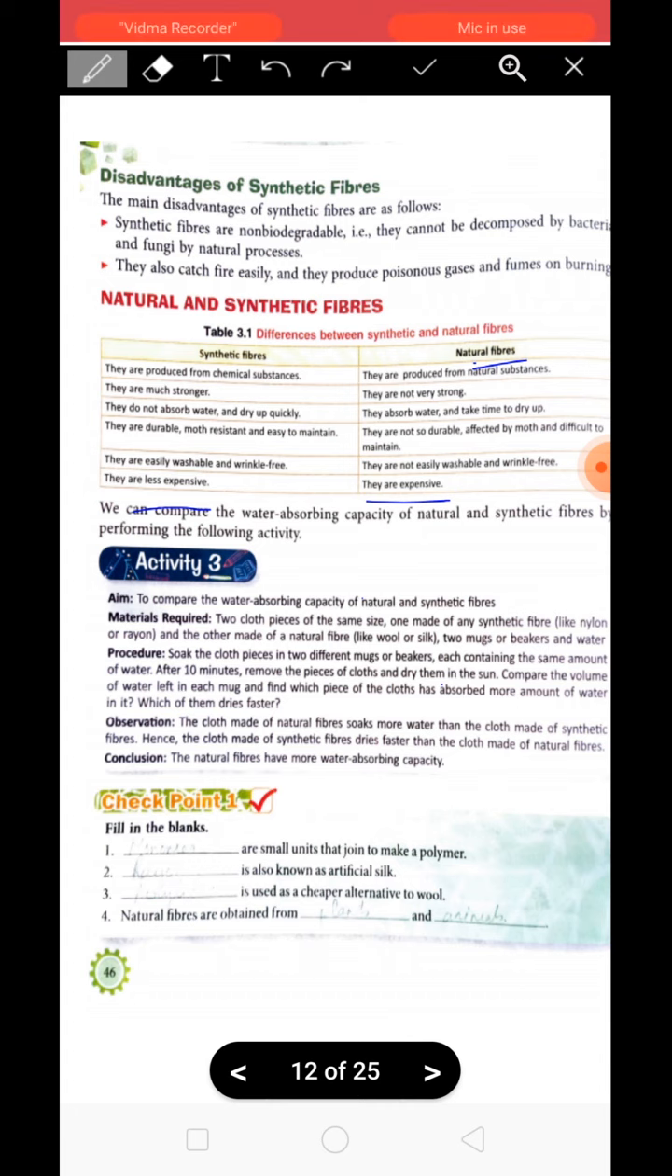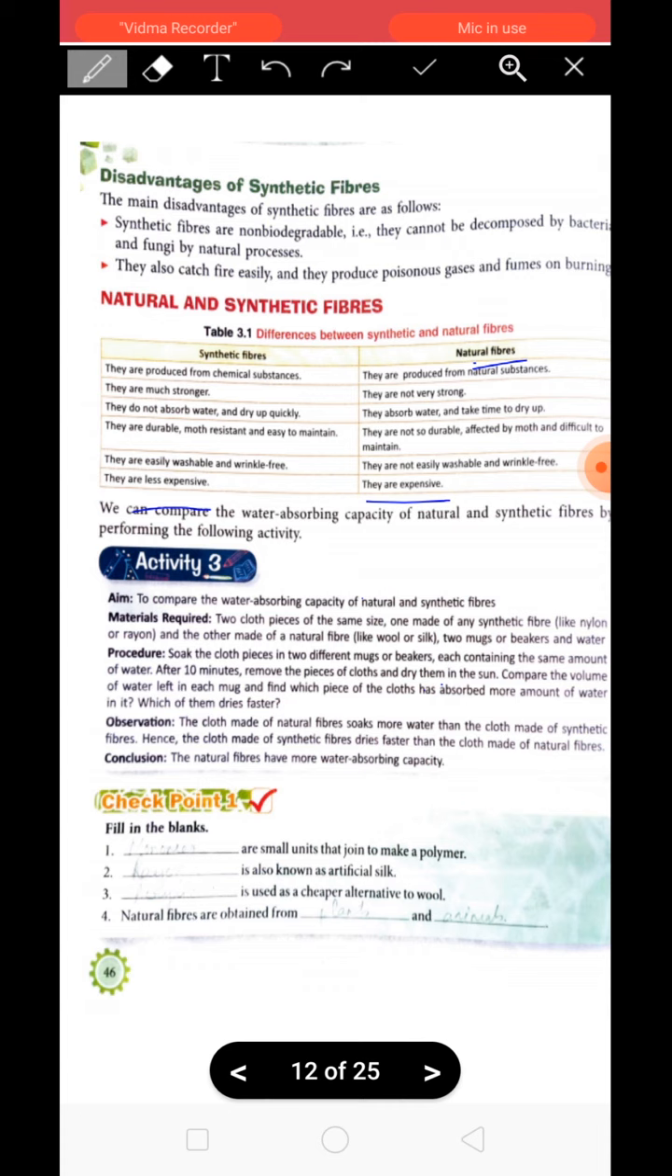Understood? Now soak these two cloths, the natural fiber and the synthetic fiber, in two separate mugs having an equal amount of water. After soaking for 10 minutes, we will take out the cloth and hang it in the sunlight to let it dry. Now measure the quantity of water which is left in the mug after performing this activity.